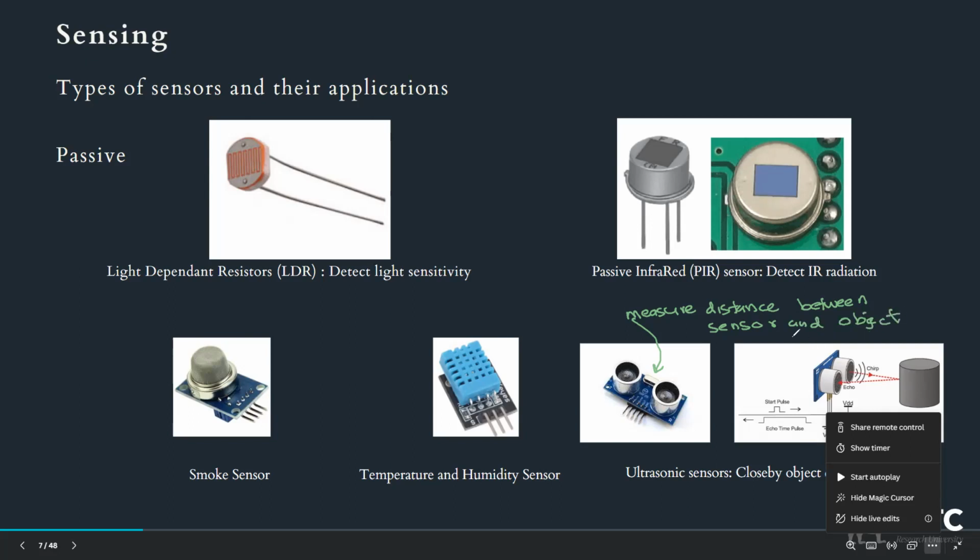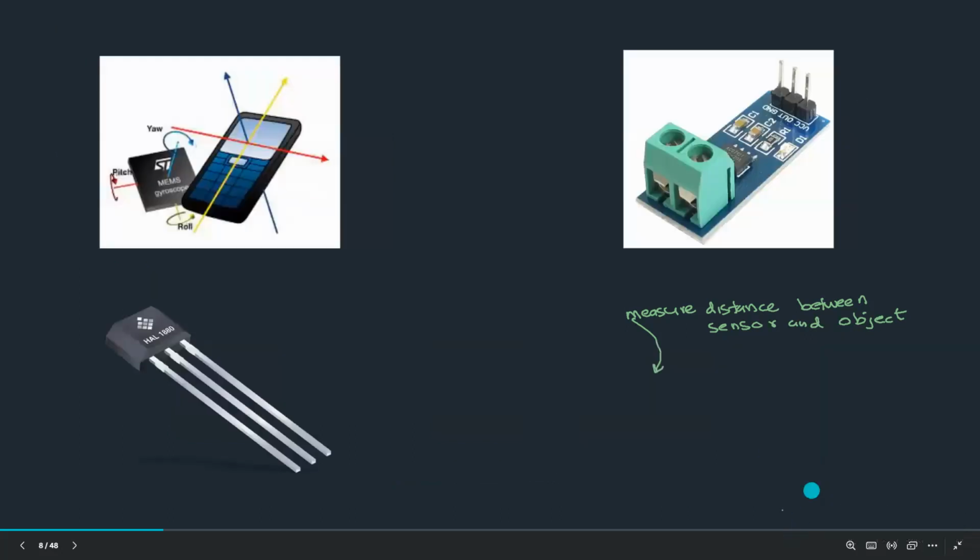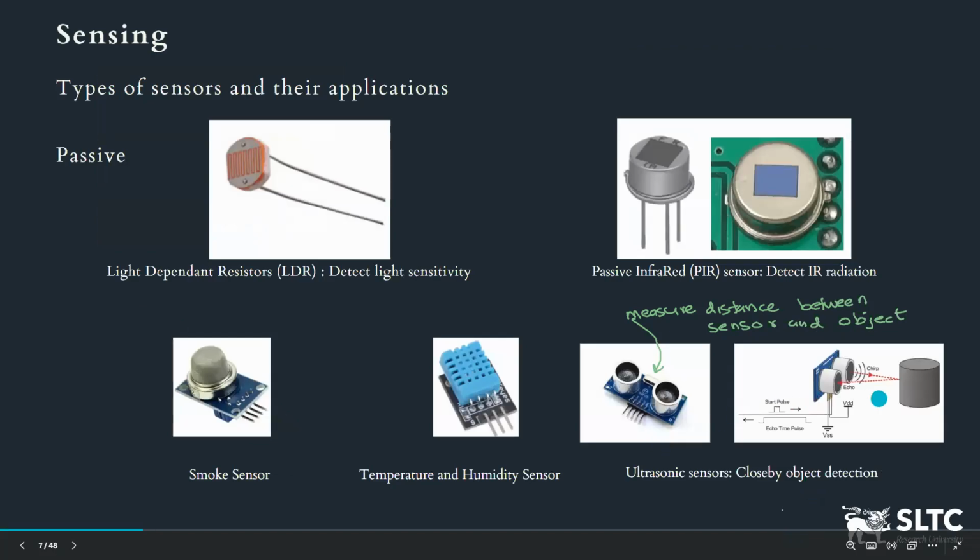So what we do here is that the sensor is able to measure the distance using the time of arrival concept. Basically, the ultrasonic sensors are used here, and the time of arrival concept is used to measure the distance.